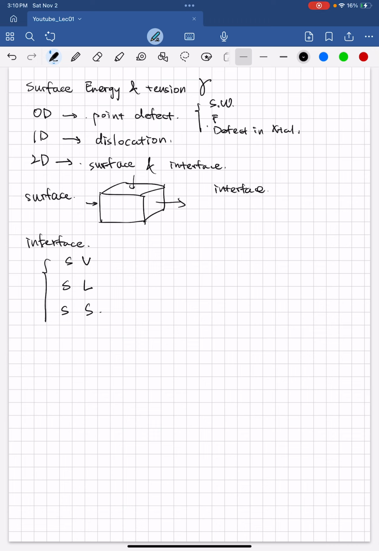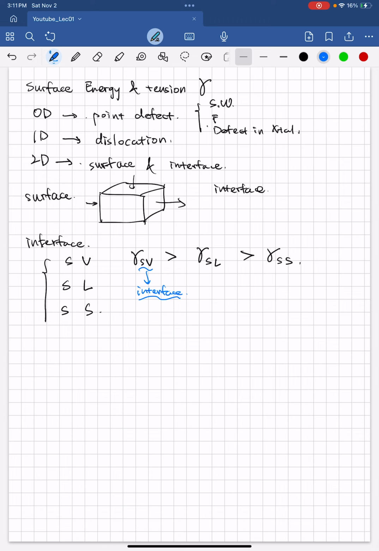And long story short, gamma SV is highest in energy, then gamma SL, and then gamma SS. Why? It's because of the difference in surface energy between different phases, and solid and vapor has the most difference, so their interface is very unstable. Okay, so interface energy is going to be the highest for solid and vapor.